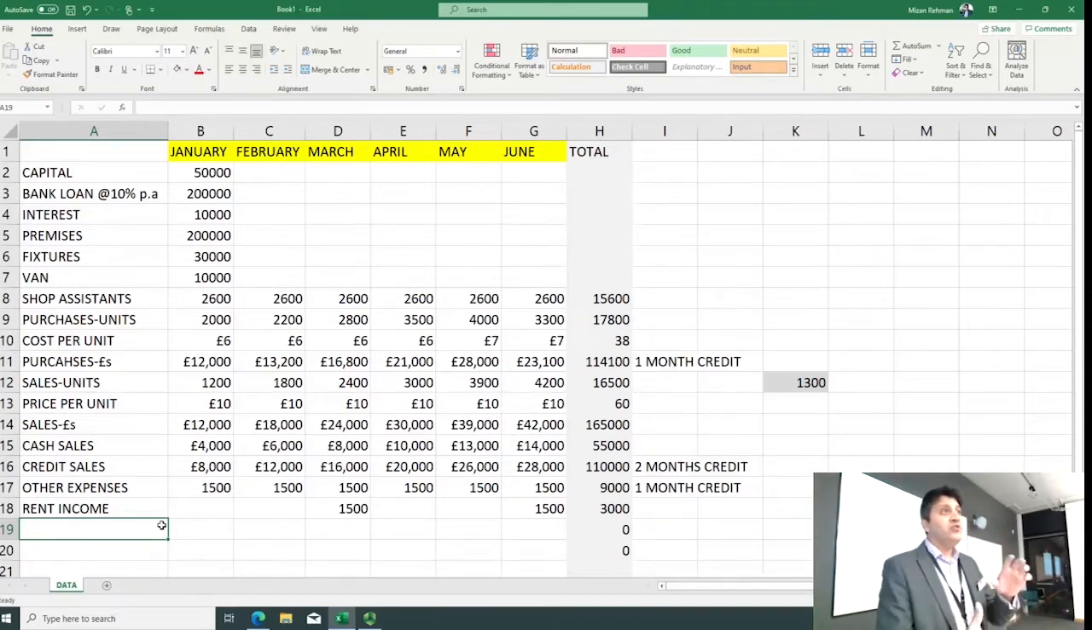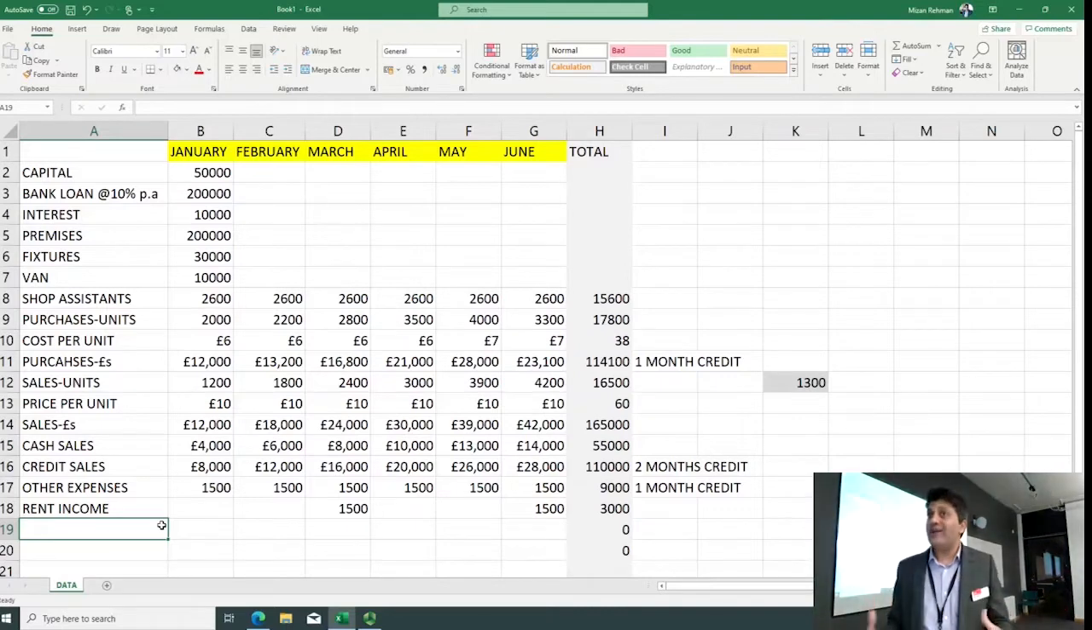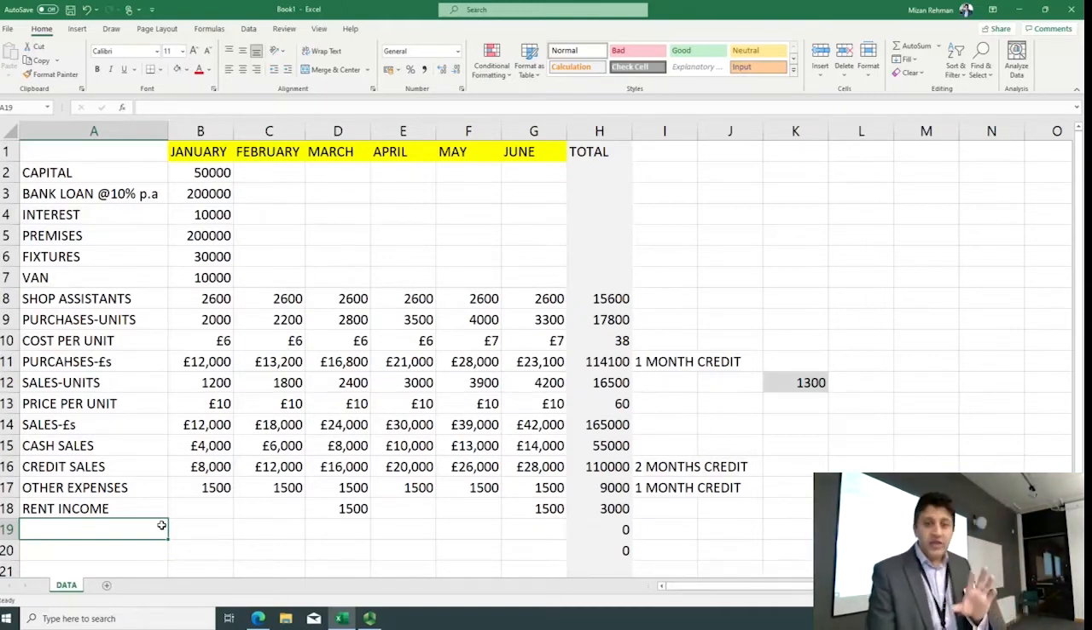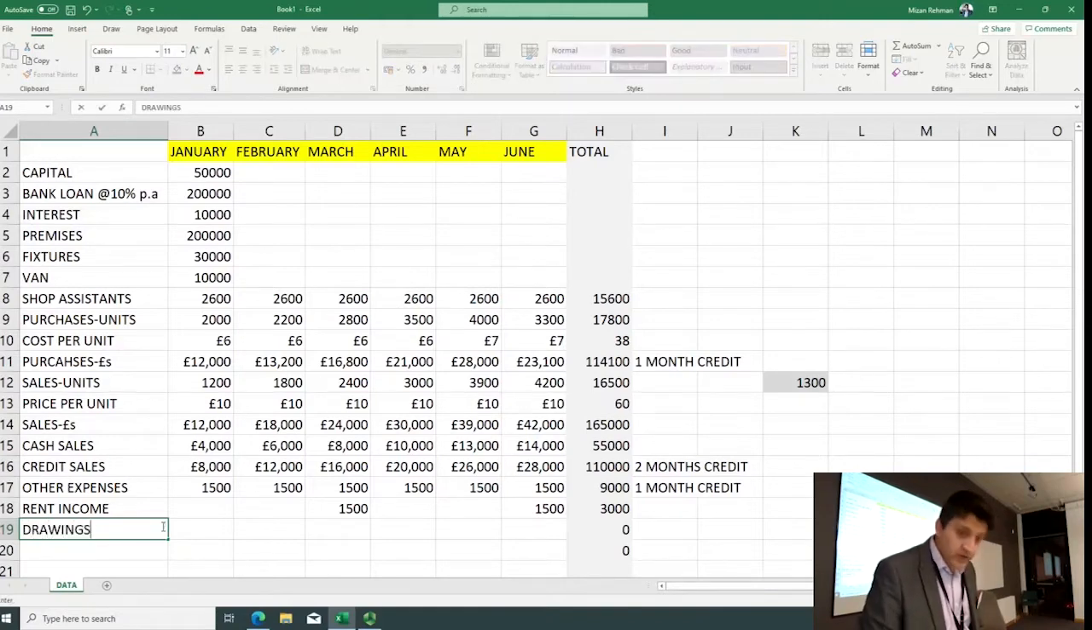What must be noted is that drawings and dividends both are not an expense. Because if you remember, dividend appeared in the statement of changes in equity, not in the income statement. Income statement incorporates income and expenses, but that was in our SOCI, statement of changes in equity. Similarly, drawings are not an expense, but they are a cash related item. So here we go. Deal with that. 2,500.